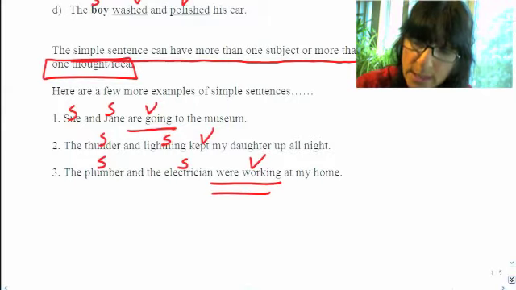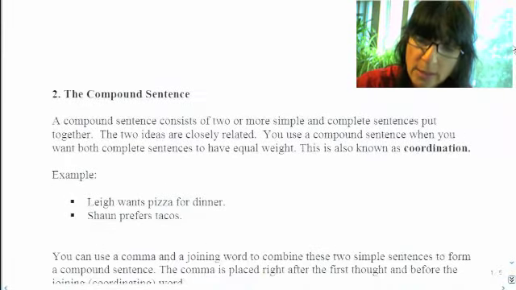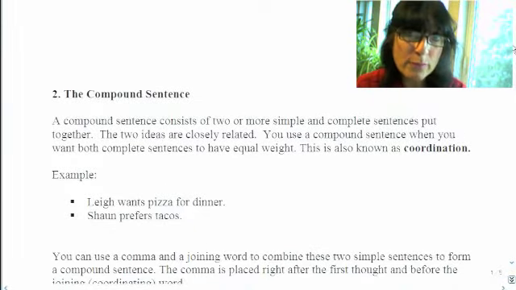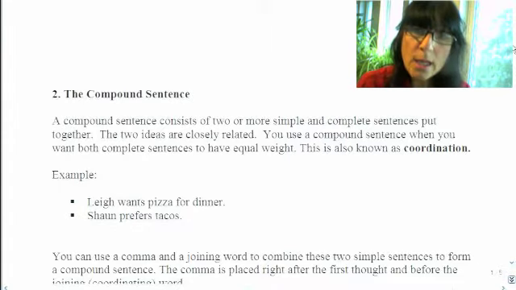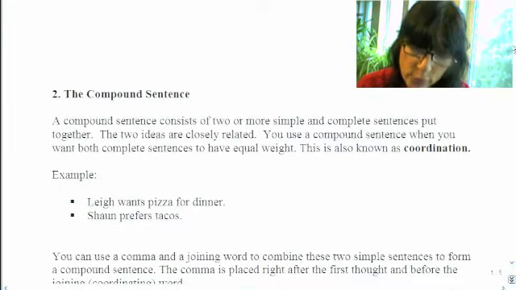Now if you're uncertain how to pick out subjects and verbs, it is important to know how to do that for future lessons as well. Please refer to my videos on subjects and on verbs as well.